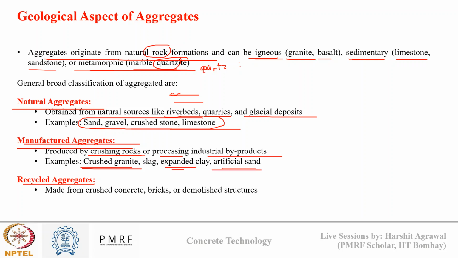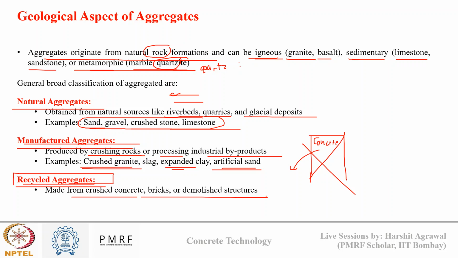And the third and very important category, which is now gaining significant attention, is recycled aggregates. Once we construct a building, when we demolish this building, the waste that is generated, like we have used concrete for making this building, so once we demolish, we can recover the aggregates that we have used in the building. The aggregates that we recover after demolishing a concrete structure are known as recycled aggregates. Okay, so we make them by crushing the concrete, bricks and demolished structure. So these are recycled aggregates.